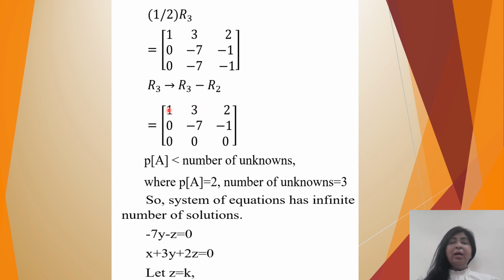The next equation will be x plus 3y plus 2z is equal to 0. Now you can see that we have two equations in three unknowns. So one variable we have to assume as k. Let us take z is equal to k. Putting z equal to k in this equation, you will get the value of y, and when you obtain the value of y from this equation, substitute the values of y and z over here, you will get the value of x.